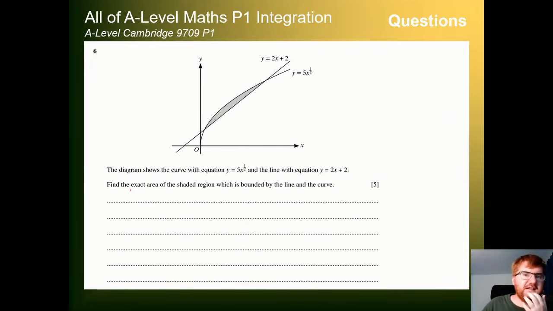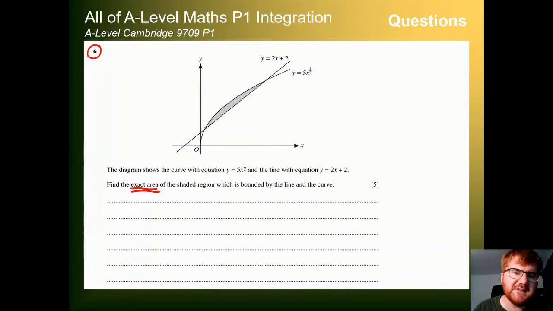Okay, and on to question 6, and I told you these kind of questions are very, very similar a lot of the time. Again, we've got another line and curve finding area. This time there's a few little twists on this question 6. So we need to find the exact area, so no rushing to our calculators, to find the area bounded by the line and the curve.